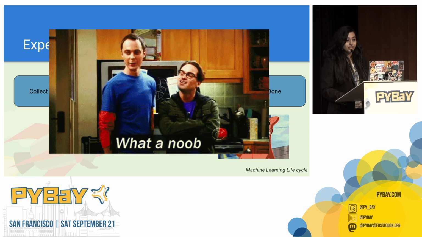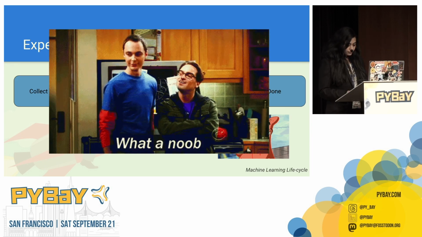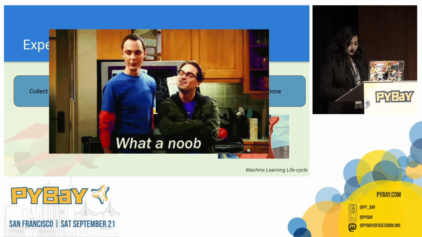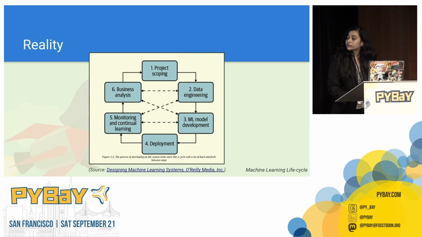It was very soon that I realized that it's a cyclic model with a lot of iterations and back and forth between the steps. Here is an oversimplified version of what the ML lifecycle looks like, where you have project scoping, data engineering, ML model development, deployment of that model, monitoring and continual learning, and finally business analysis and insights. Notice that there are a lot of back and forth arrows between these components. These indicate that there are a lot of revisions and iterations before you actually get better, improved results.